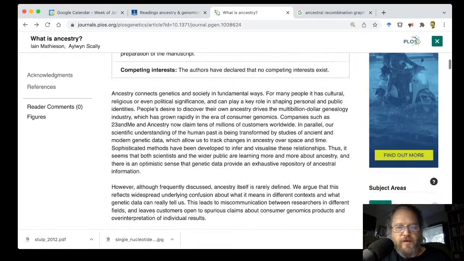And we're going to read the first sentence. "Ancestry connects genetics and society in fundamental ways." And my heart sinks a little bit because that's not a very helpful sentence. So, okay, we'll cut them some slack. So what do you mean? "For many people, it has cultural, religious, or even political significance." Okay, so that's what they mean by fundamental ways. So we're well on our way. And for you, this is the segue for thinking about, when we're talking about ancestry, cultural, religious, or political significance, that might be the topic that you actually take and run with.